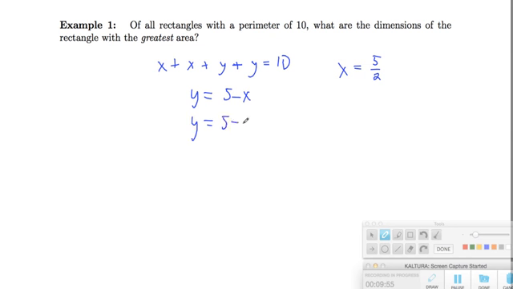So y is 5 minus 5 halves, which is 5 halves again. Same thing as 2.5, right? So basically 2.5 plus 2.5 plus 2.5 plus 2.5 equals 10. So our rectangle is actually more specifically a square.